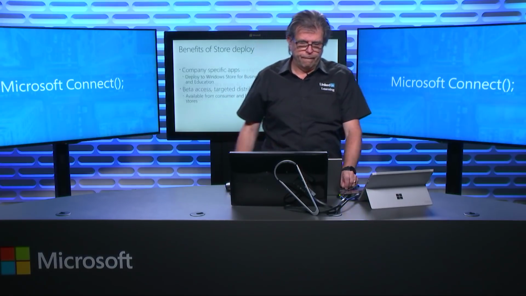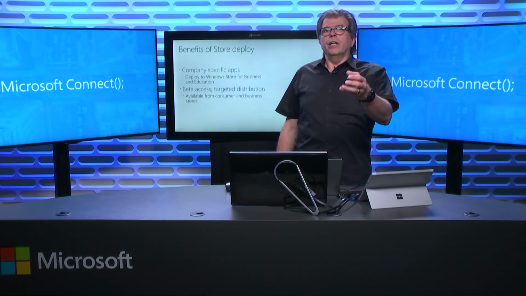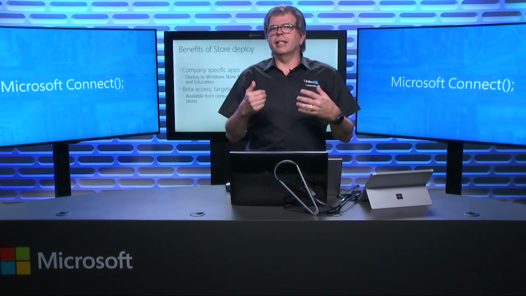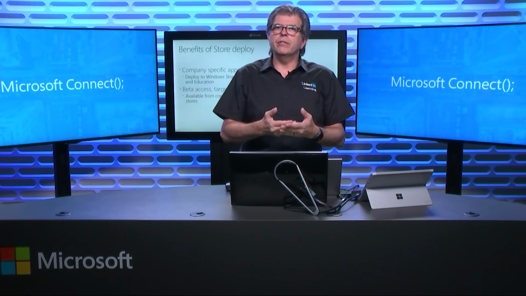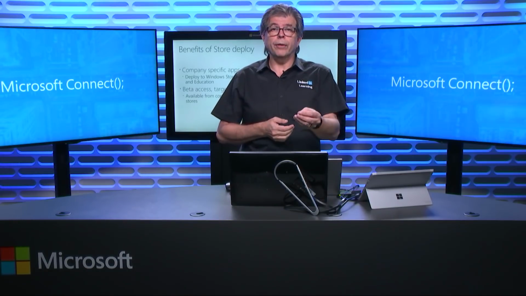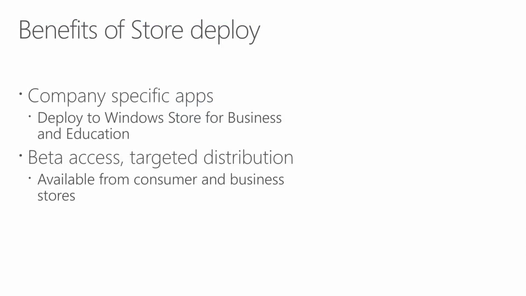Now, let's say you're watching this video and you have legacy applications. They're probably business-specific applications, and you don't want those in the public store. So instead, what you can do is publish them to something called the Windows Store for Business and Education. That means it's only available to the employees at your company, for instance.